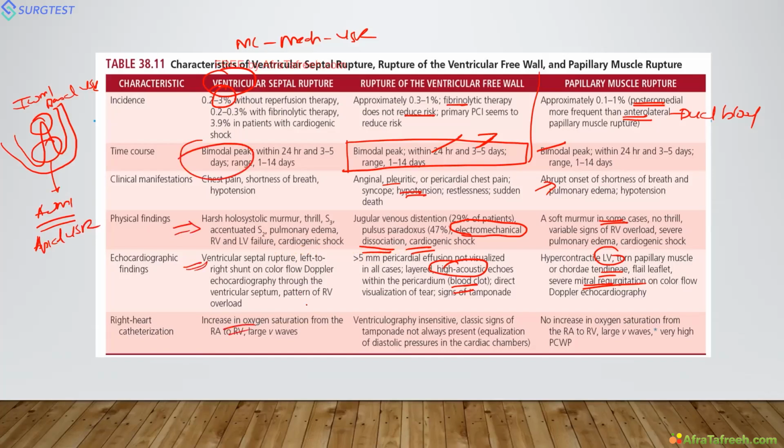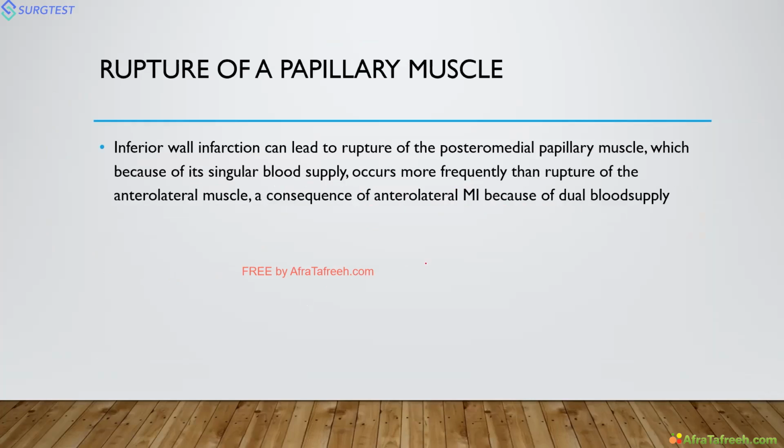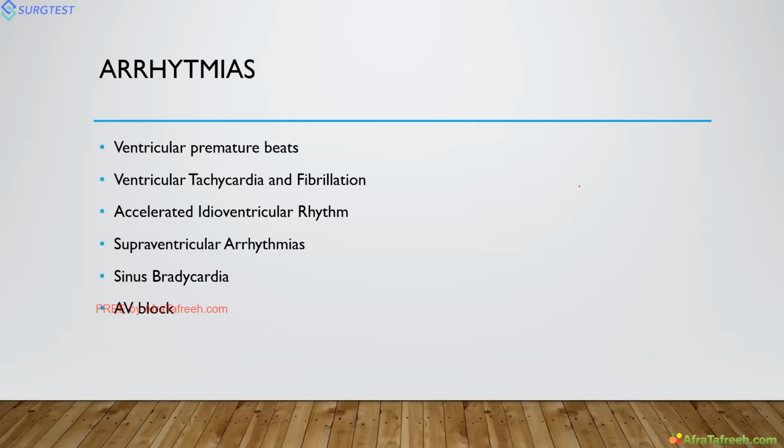So all the mechanical complications you should remember. For the most common mechanical complication, the risk factors are rupture of the interventricular septum, lack of development of a collateral network, advanced age, female sex, and chronic kidney disease. Whenever a patient after lysis, or after some time, has cardiogenic shock and you hear a pansystolic murmur, you have to suspect ventricular septal rupture. This also we discussed: the posteromedial papillary muscle, because of its single blood supply, is more frequently involved.